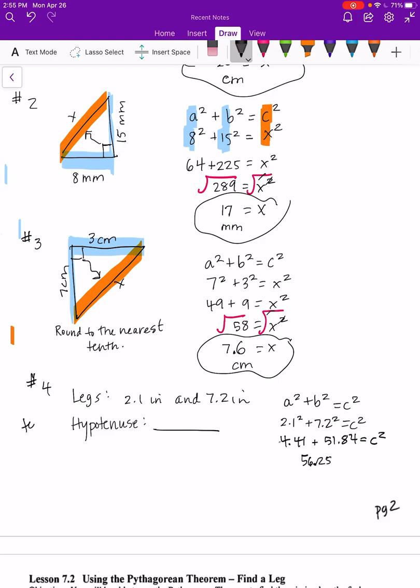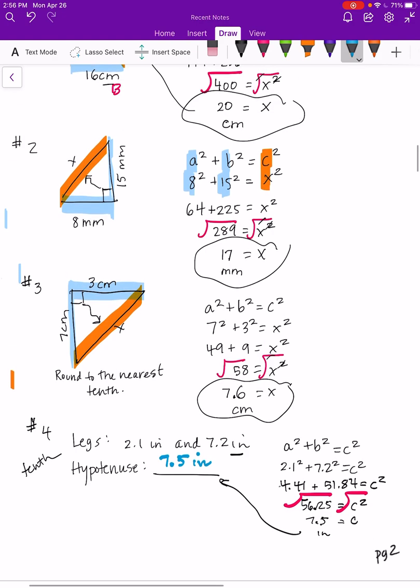I don't think it's going to come out nicely, so we'll say round to the nearest tenth maybe. Then undo the squared by taking the square root. So C is equal to the square root of 56.25, and you're copying 7.5. Throw on a label. These were inches, so inches. So my answer would be, let me just write it in blue so it kind of shows up, 7.5 inches. And ladies and gentlemen, there you have the Pythagorean theorem, finding the hypotenuse.